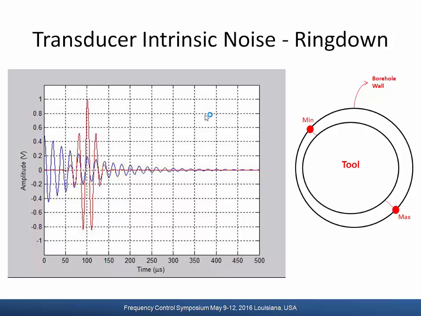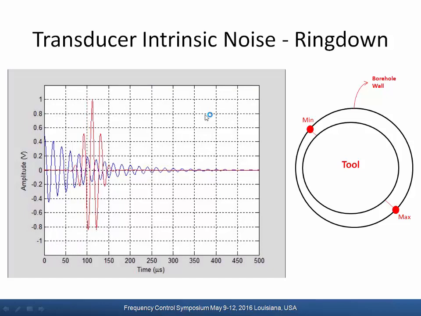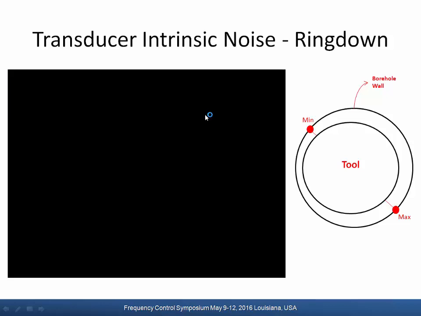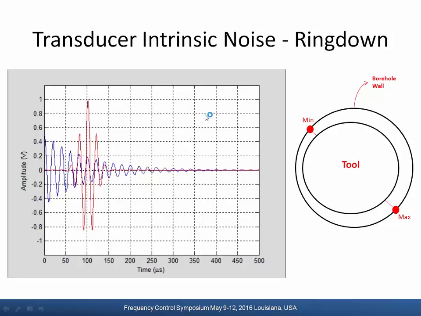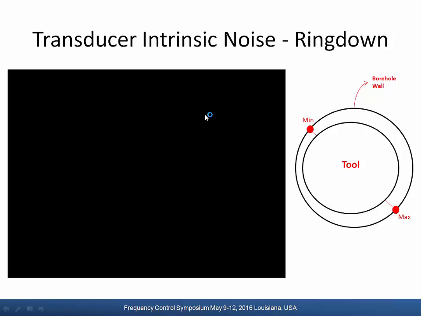So first, I show you one synthetic example. I generate a synthetic ring-down noise, which is the blue line, and a synthetic echo, which is the red line. Then I assume the borehole tool is eccentric. Suppose I'm going to show you one animation here. When the tool is moving, the echo is moving within the window, back and forth.